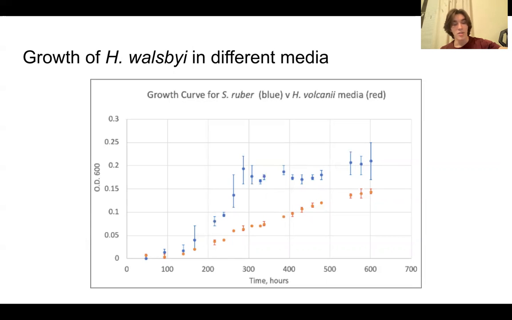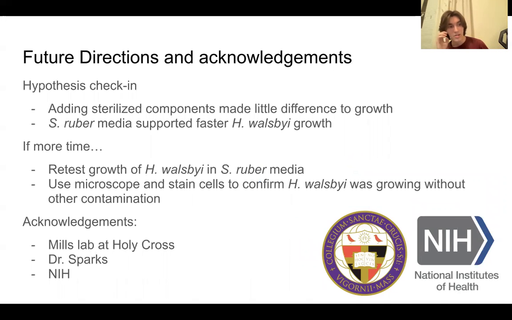So to come back to my hypothesis, adding sterilized components of S. ruber or H. vulcani had little effect on the growth rate of H. walsbyi. However, supplementing the sterile S. ruber media into the H. walsbyi caused the H. walsbyi to grow faster. And if I had more time, it would have been interesting to retest the growth of H. walsbyi in S. ruber media more thoroughly and to stain cells and use a microscope to see if there are any other contaminants in the media, especially since H. walsbyi is fairly distinctive looking.